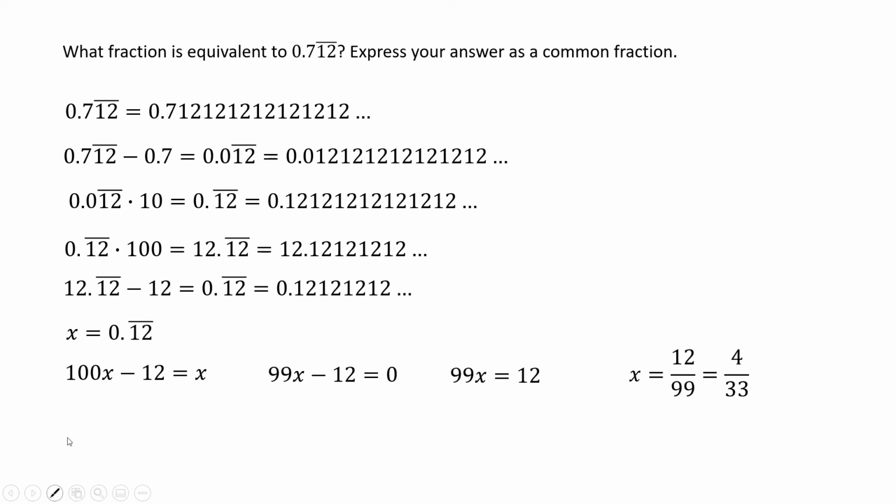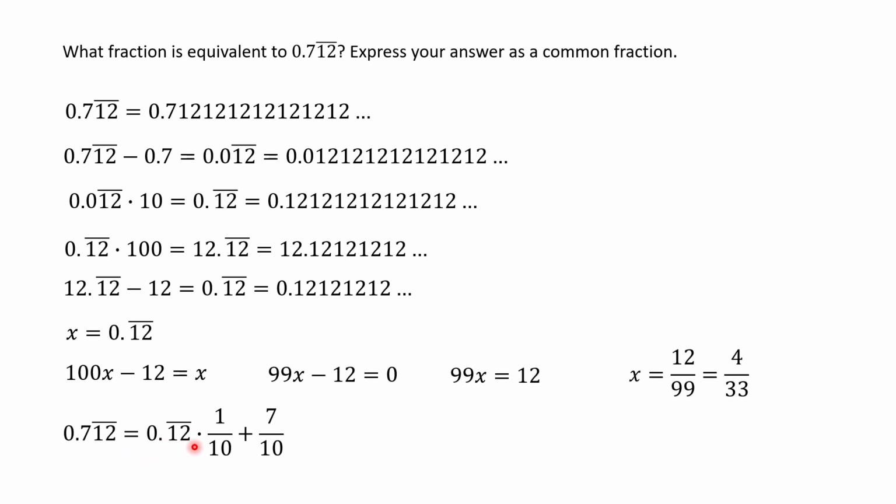What we were asked to find is really this, 0.7 and 12 bar. But how do we go from this to this? Well, remember how we went from this to this. We took the original number, subtracted 0.7, then multiplied what we got by 10. Now we have to reverse the process. We take this number, divide by 10 to get this guy, and then we take this guy and add 0.7 to it, right? And this is how it looks.